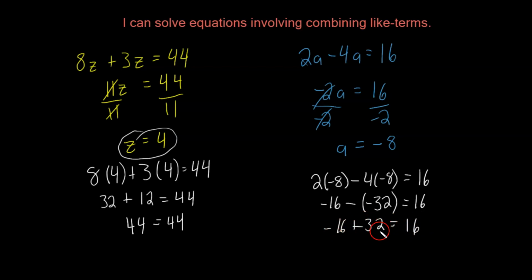And we know negative 16 plus positive 32, we know our answer is going to be a positive 16. And 32 minus 16 is 16. And we see 16 equals 16, which is a true statement. So a equals negative 8. That's a good solution. I hope by now, with a little bit of practice, you can say I can solve equations involving combining like terms.